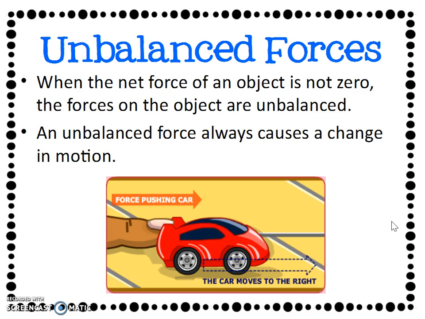Okay, the opposite happens with unbalanced forces. You're going to need to know that when the net force is not zero, the forces acting upon the object are unbalanced. You can even think about an unbalanced person. If they're unbalanced, they're moving. This always causes a change in motion. So let's look at this car example again. You have the person pushing the car to the right, but if there's nothing acting against it, the car is going to move to the right. There's not enough force to push it backwards or to keep it stationary. There's more force going to the right.